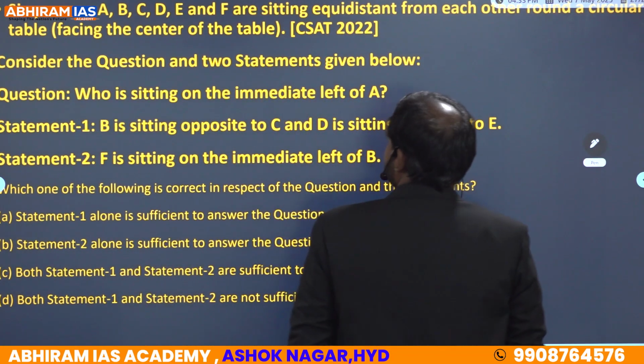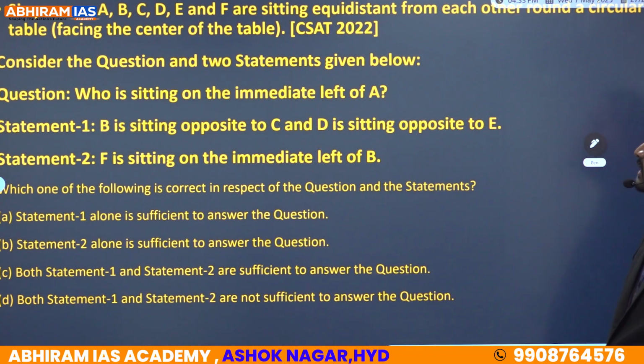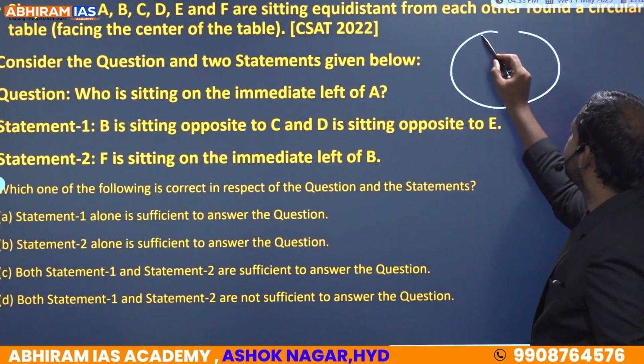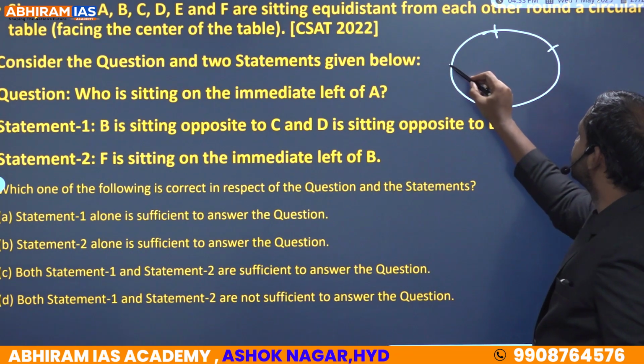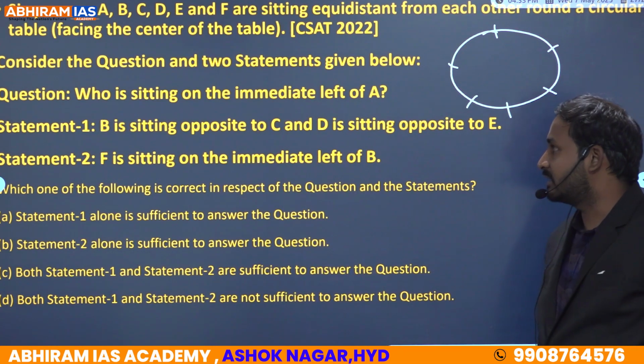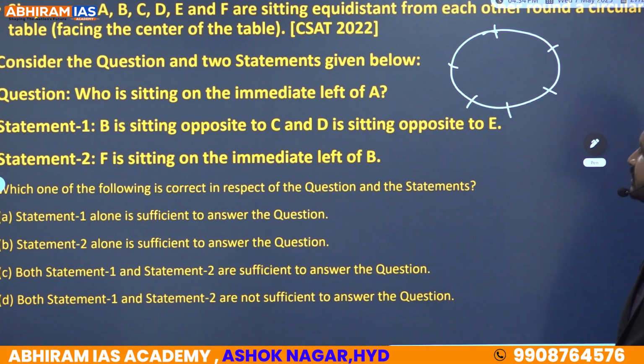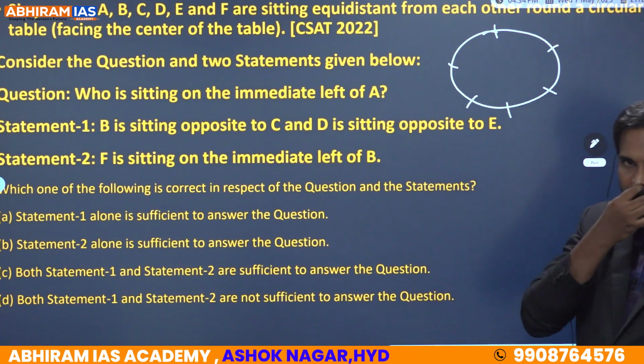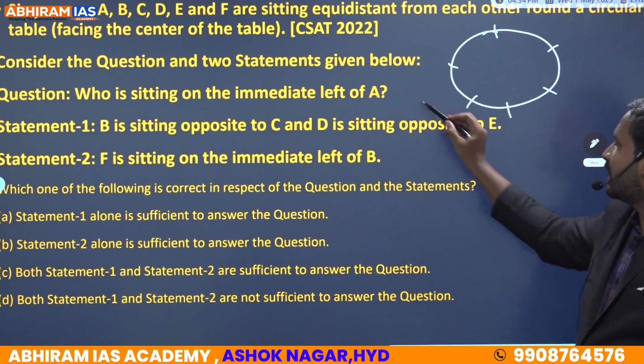6 persons A, B, C, D, E and F are sitting equidistant from each other around a circular table. Equidistant. 6 persons are sitting around a circular table. Consider the following. Who is sitting on the immediate left of A? You should tell the answer for this one.